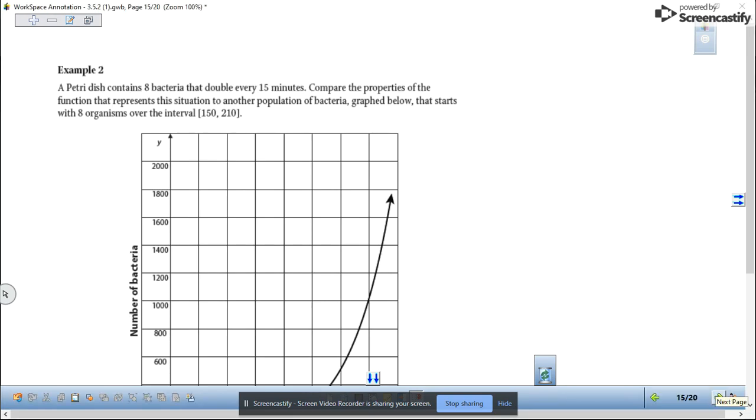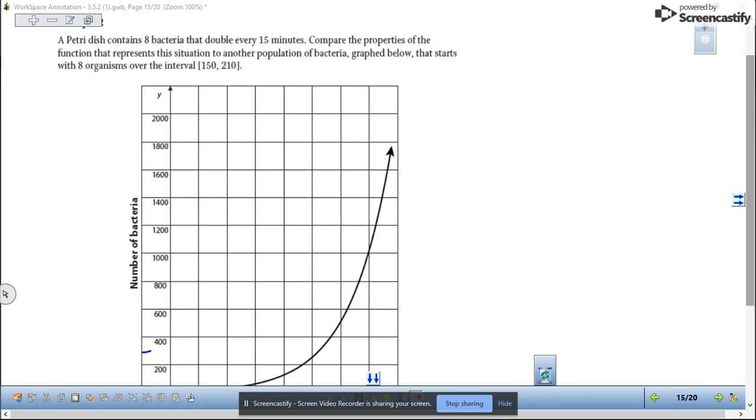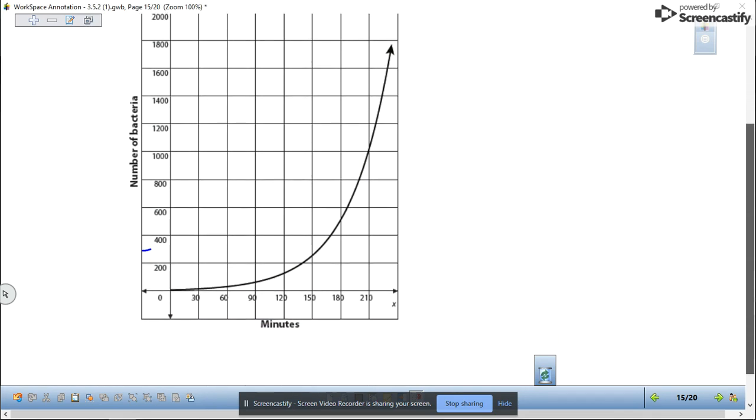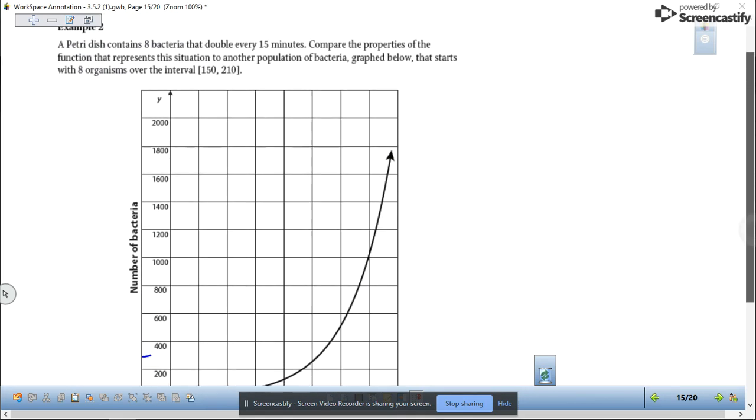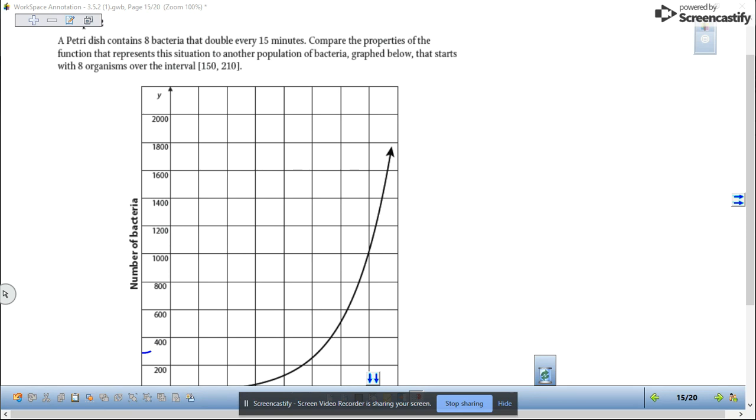All right, take a look at this next one. A Petri dish contains 8 bacteria that doubles every 15 minutes. Compare the property of the function that represents the situation to another population of bacteria growth that's given by the graph. It starts with 8 organisms. So both of them start with 8. Cool. First off, what are we measuring by down here? Oh, minutes. Good. So I want to measure by minutes on my equation that I'm going to create here too.